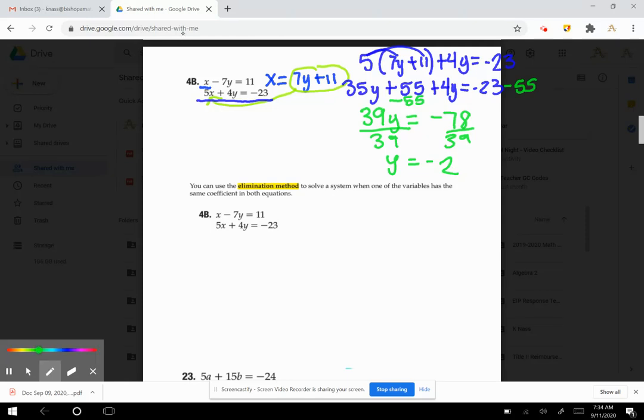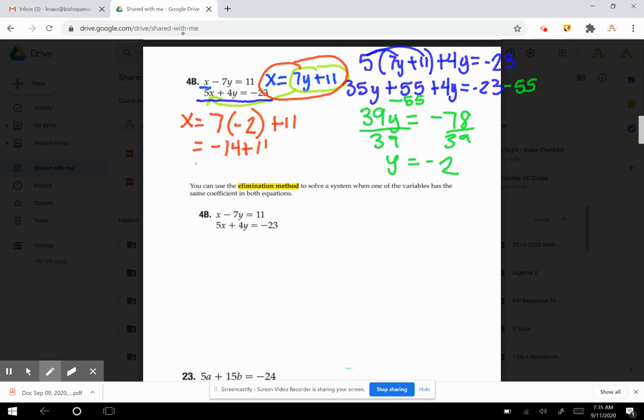Okay, and then to find your x value, you can plug it into either equation. I'm going to plug it into this equation that I've circled in red. So x equals 7 times negative 2 plus 11. Negative 14 plus 11, negative 3. Now, you need to write it as a point because that's our answer. So negative 3, comma, negative 2.